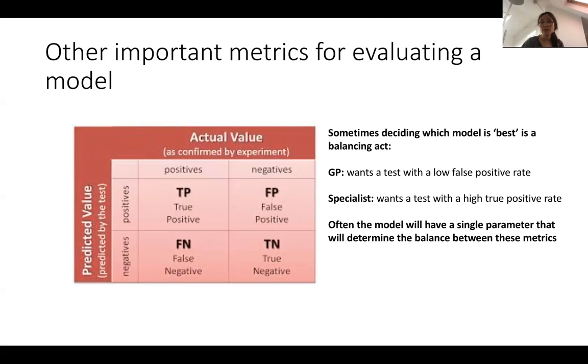For example, a general practitioner would probably want a diagnostic test with a low false positive rate because they won't want to send a lot of people to specialists unnecessarily. Specialists might want a test with a high true positive rate because it's more likely that the person who's already gone to the specialist has the disease. Often, when you build a model, there'll be a single parameter that will determine the balance between these metrics.